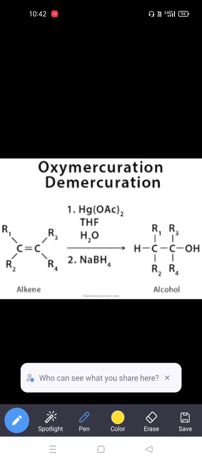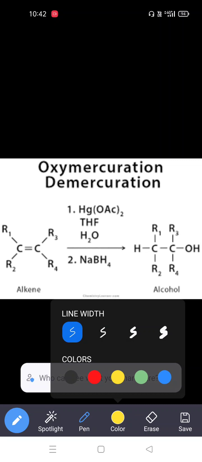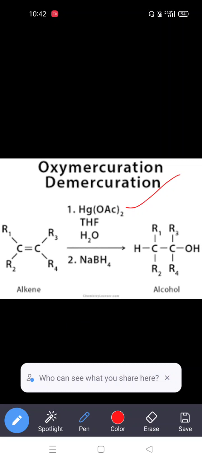So first of all, what are the reagents we are using in oxymercuration and demercuration process? So it's very simple. We are using two reagents. One is mercury acetate, and the solvent. What is the solvent we are using? Tetrahydrofuran. Tetrahydrofuran is the solvent.